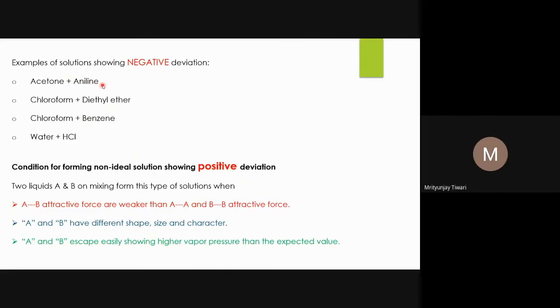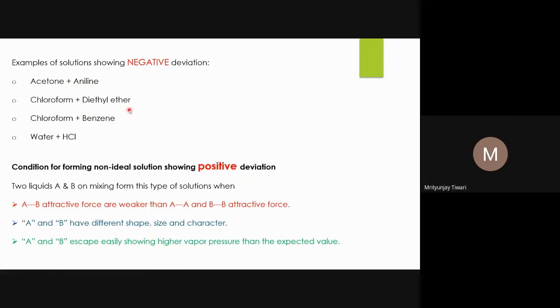Now, that NH group is the hydrogen bond donor. If it has a stronger hydrogen bond acceptor like acetone, as I have just explained, it will form a stronger hydrogen bond. So the hydrogen bond between aniline and acetone is stronger than the hydrogen bond between two aniline molecules, and that is why this solution also shows negative deviation from Raoult's law.